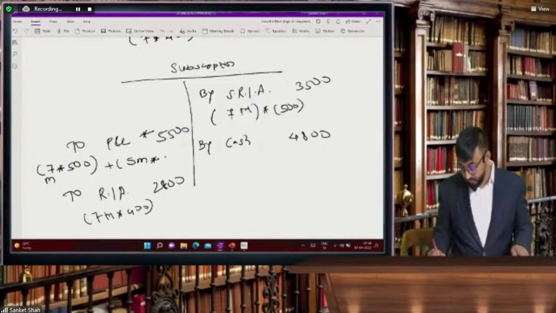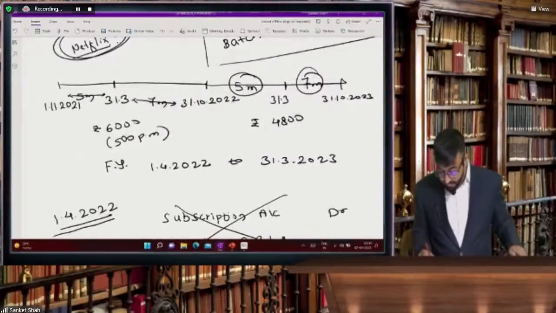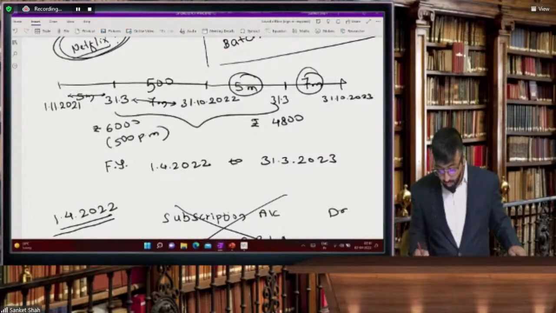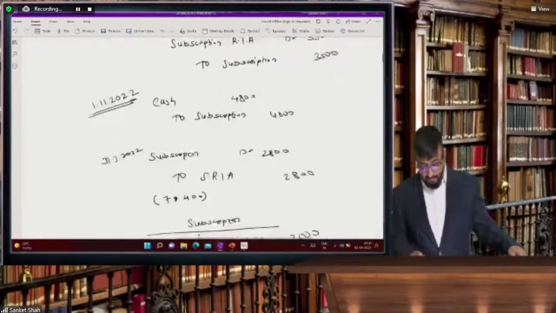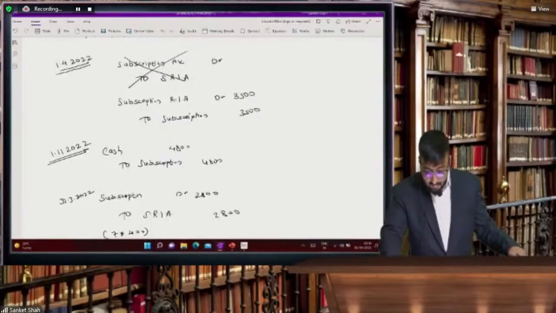That is the second subscription, that is 400. You can check these months by drawing this diagram. 7 months into 500. Our financial year is from 1st April to 31st March, so it is 500 and 400. So this is the answer. Let's see how many of you answered it correctly.